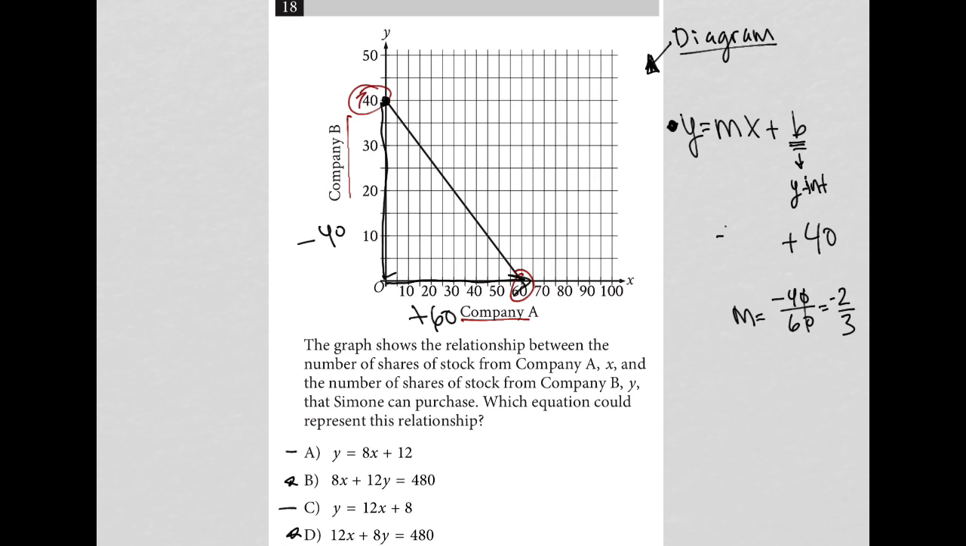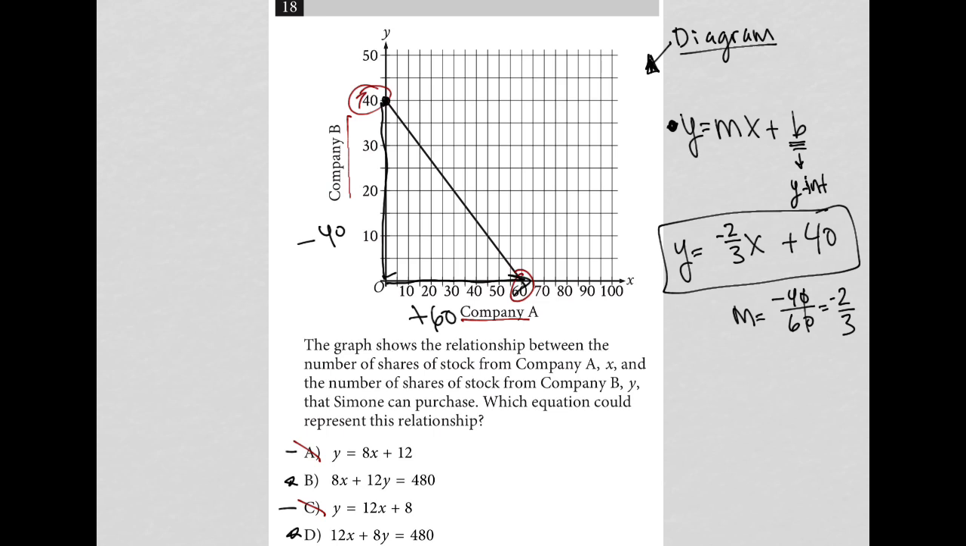So I'd have a negative 2/3 x plus 40. So I'd have y equals negative 2/3 x plus 40. I do not see this in an answer choice, which automatically tells me choice A and C are gone because they're in the right format, but just not the right numbers. So then what else could I do?